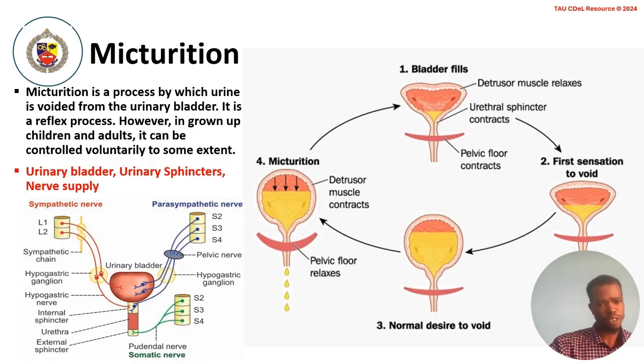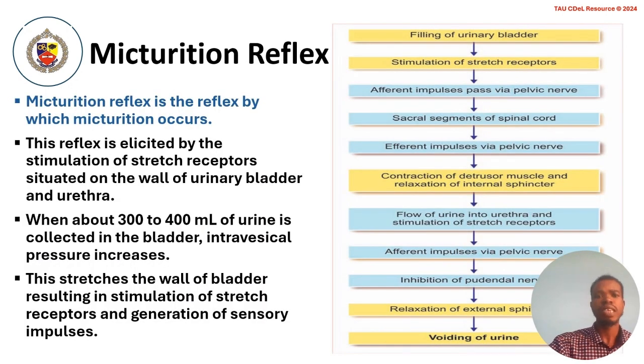Now we are coming to the end of this lecture, but we still have a few things to look at, like micturition. Micturition is the process by which the urine is voided from the urinary bladder, and it is a reflex process. The micturition reflex is that reflex that makes you able to void this urine out of the urethra. Now, what are those compartments involved in micturition? We have the urinary bladder, which is the first, and the sphincters, the internal and the external. We have nerve supplies. This is the micturition reflex I talked about.